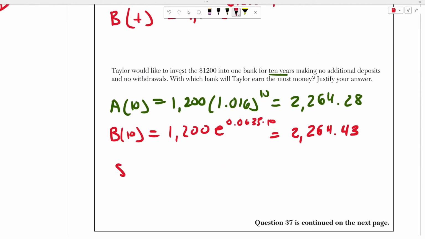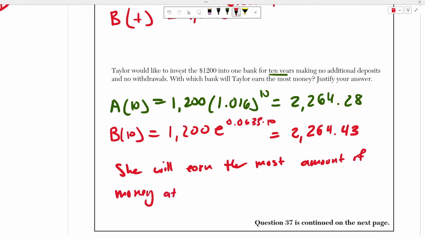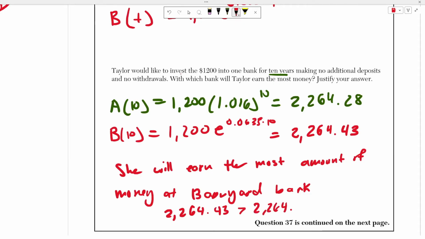So she will earn the most amount of money at Barnyard Bank. Okay, and my justification why? Because $2,264.43 is greater than $2,264.28. It's as easy as that. That's all you need for your justification, right? One is bigger than the other.